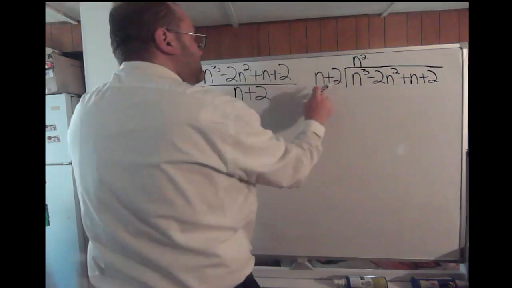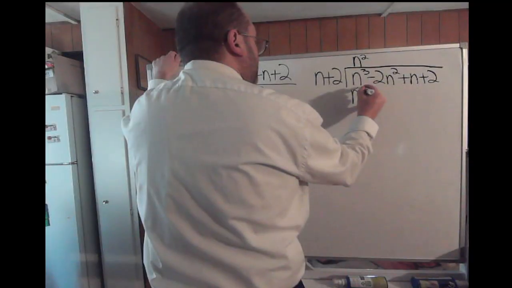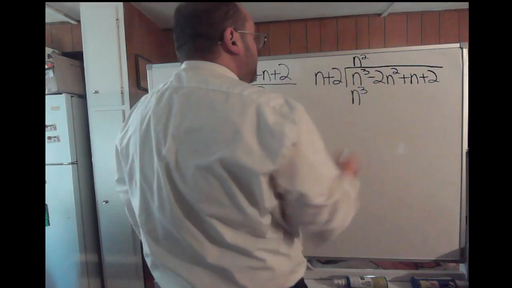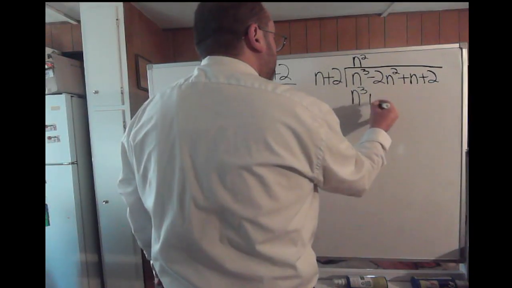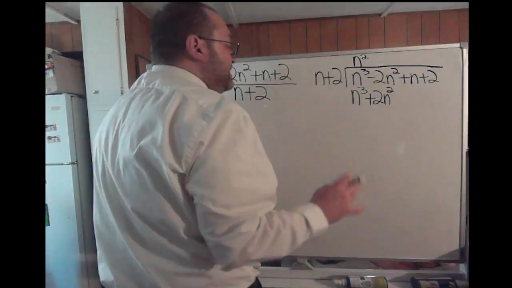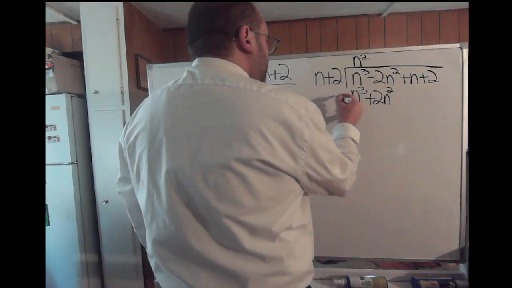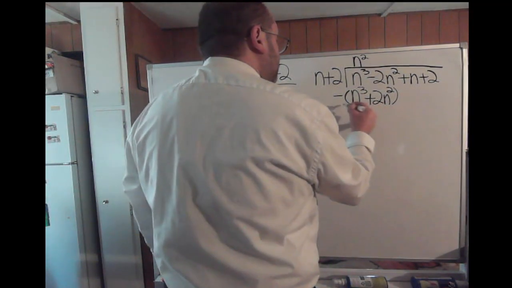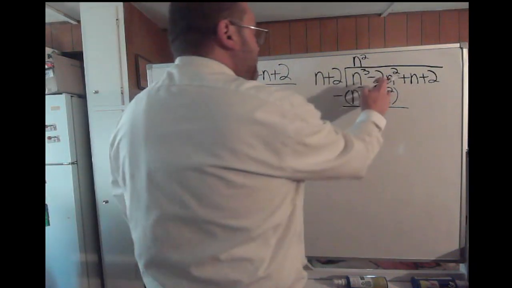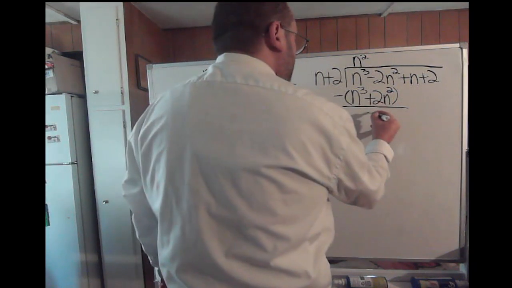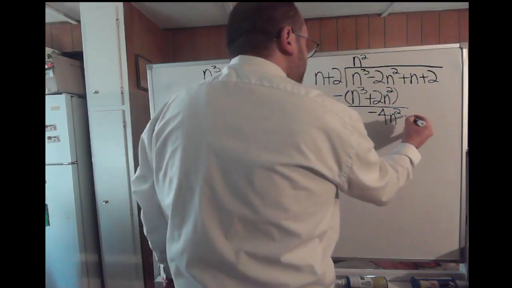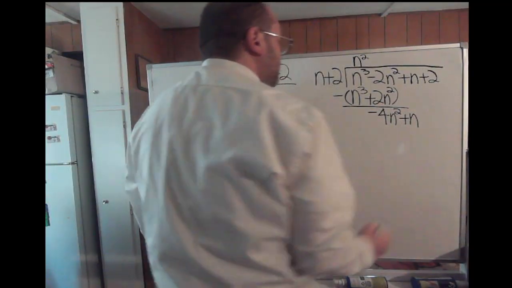So n to the second times n, that's going to be n to the third. Alright. N squared times 2, that's going to be plus 2n squared. So now you're going to take the quantity of what you just got and subtract that from the dividend. Well, n to the third minus n to the third is 0. Negative 2n squared minus 2n squared, that's negative 4n squared. Then you just bring down your plus n from the dividend.